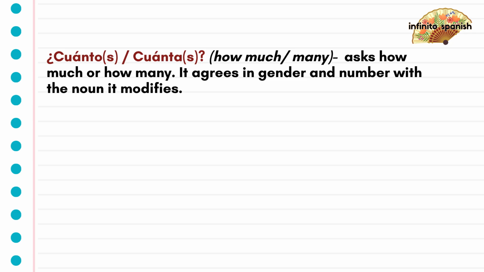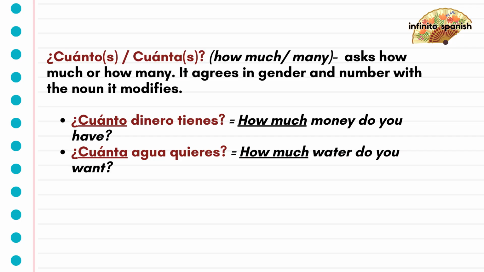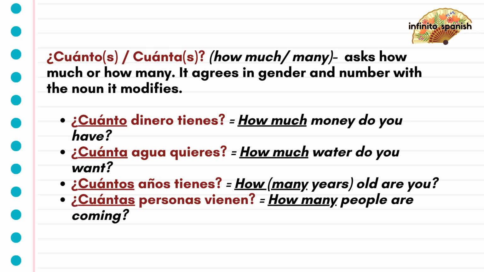Lastly, we have cuánto, cuánta, cuántos, and cuántas, meaning how much or how many. These change to match the gender and number of the noun. Take a look at these examples. ¿Cuánto dinero tienes? How much money do you have? ¿Cuánta agua quieres? How much water do you want? ¿Cuántos años tienes? How old are you? Literally, how many years do you have? ¿Cuántas personas vienen? How many people are coming?